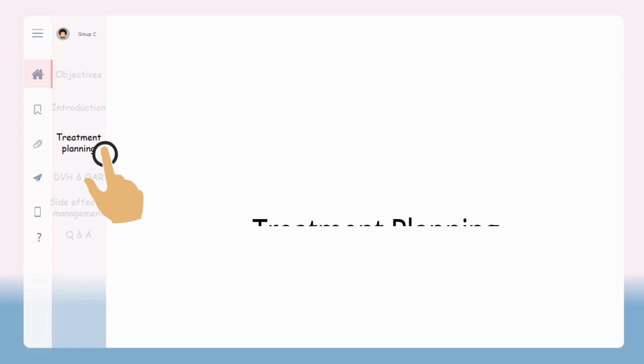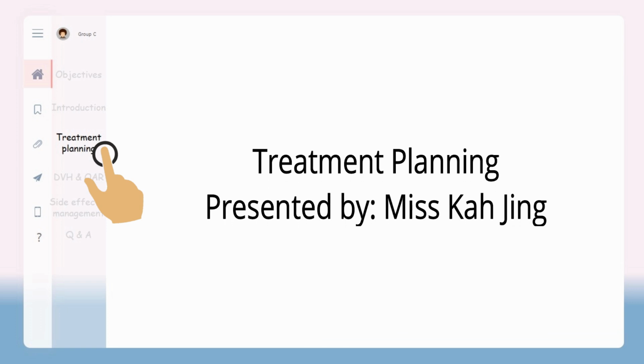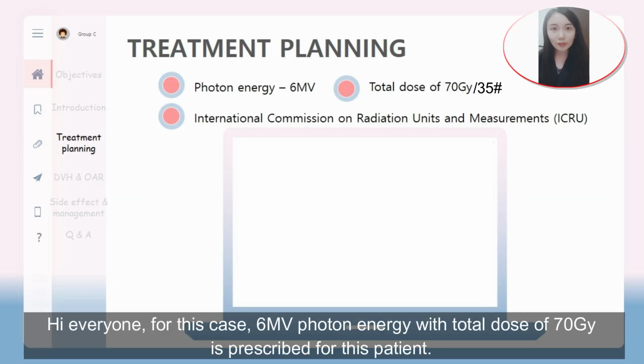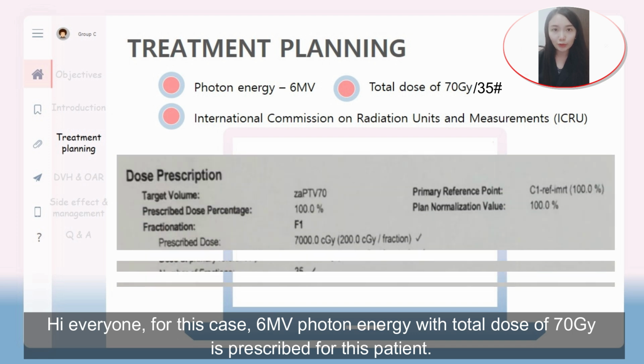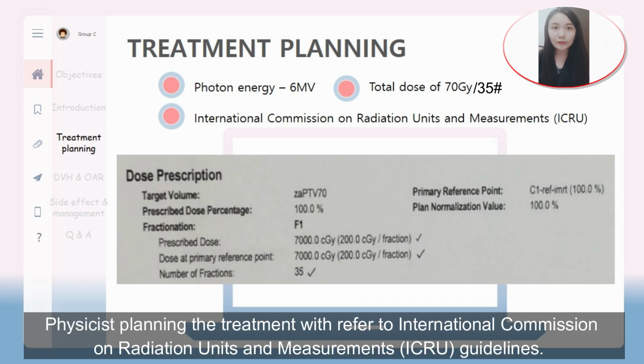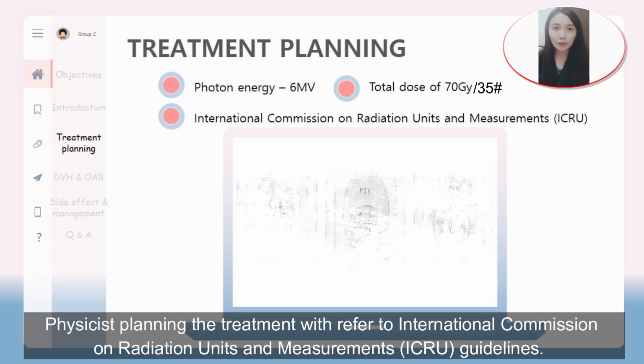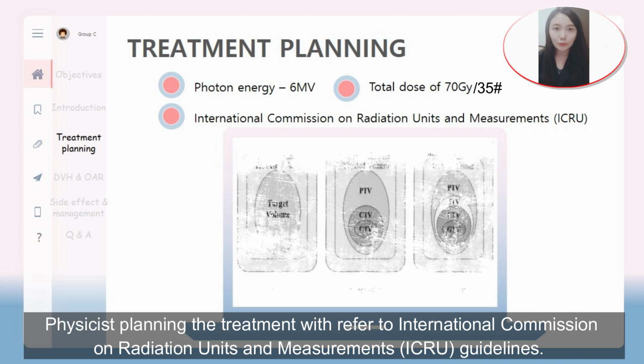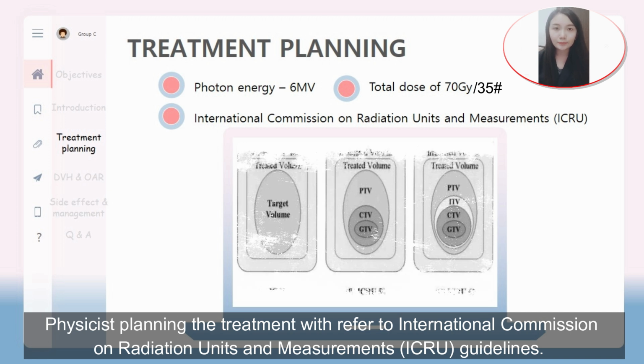Thanks, Mr. Arif. Now Ms. Kajang will tell us about treatment planning. Hi everyone, for this case, 6 MV photon energy with total dose of 70 gray is prescribed for this patient. Physicists planning the treatment will refer to International Commission on Radiation Units and Measurements (ICRU) guidelines.